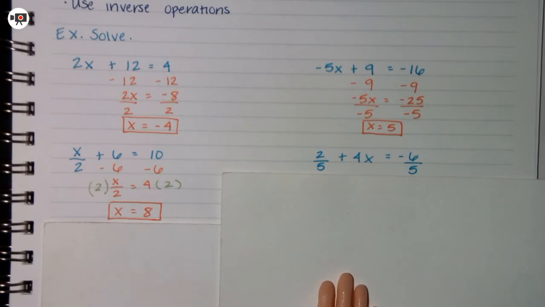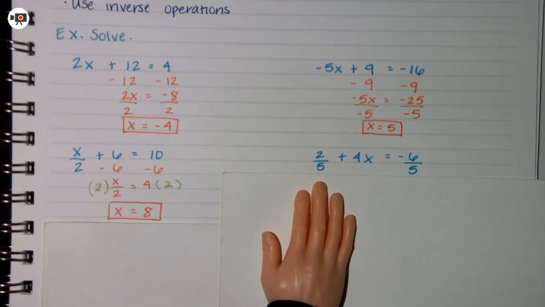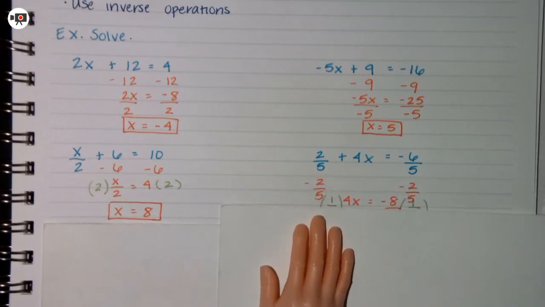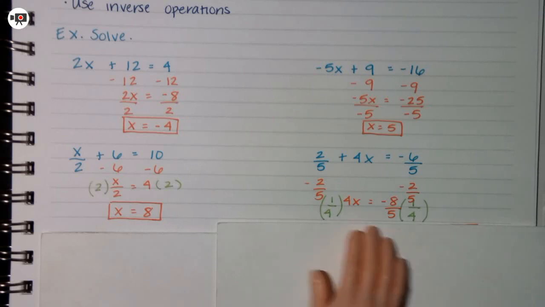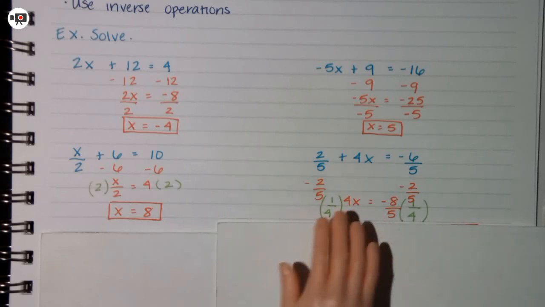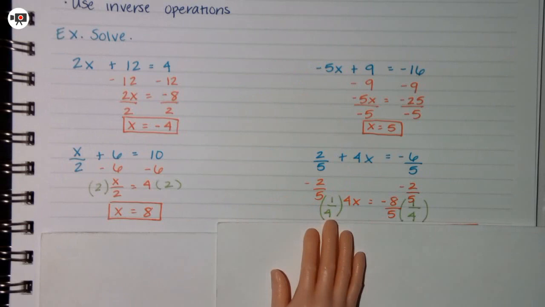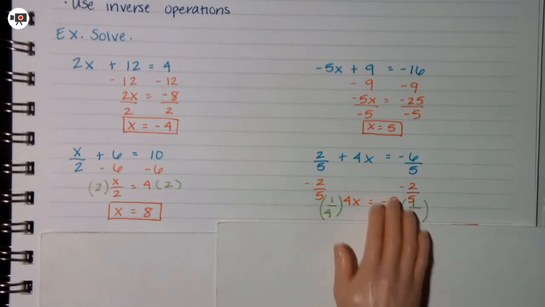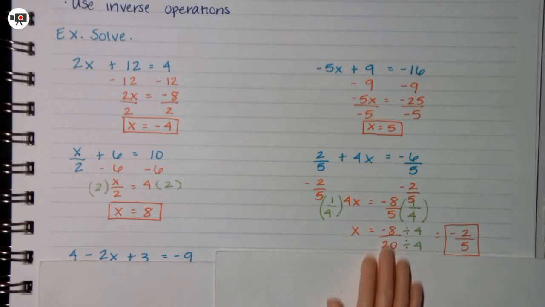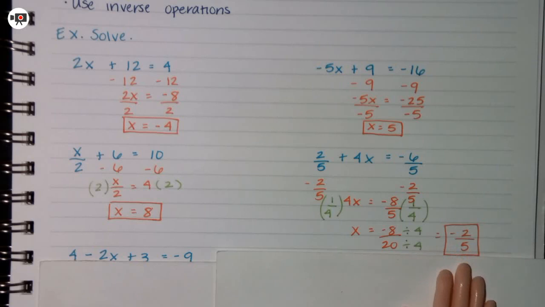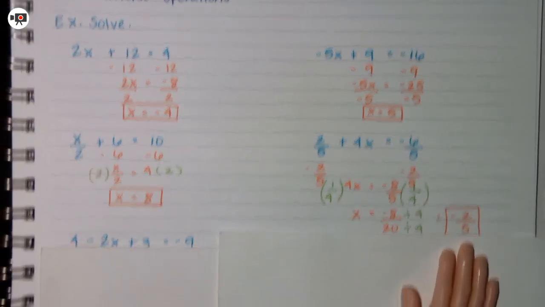2 fifths plus 4x equals negative 6 fifths. So I'm going to subtract 2 fifths on each side to get 4x equals negative 8 over 5, and then I need to divide by 4. Dividing by 4 is the same as multiplying by 1/4. So negative 8 fifths times 1/4 gives negative 8 over 20, and I can reduce that by dividing each by 4 to get my answer of negative 2 fifths.